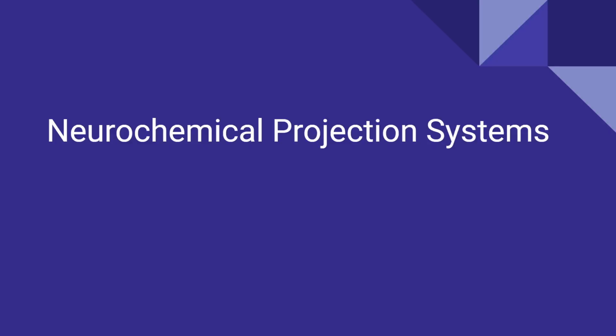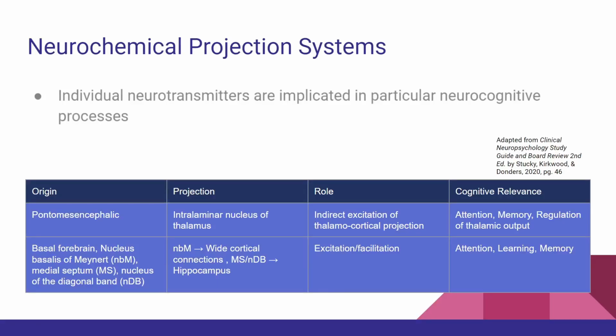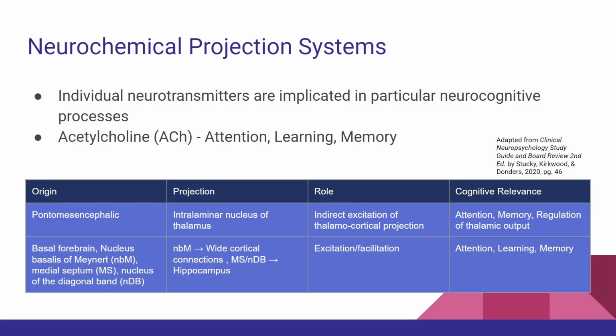The next topic we're going to talk about is neurochemical projection systems. I briefly introduced that there's a variety of neurotransmitters that are active within the brain that are released into the synaptic gap, and that those can play an important role in either causing excitation in the postsynaptic neuron or inhibition of the postsynaptic neuron. So these neurotransmitters play an important role in various cognitive processes.